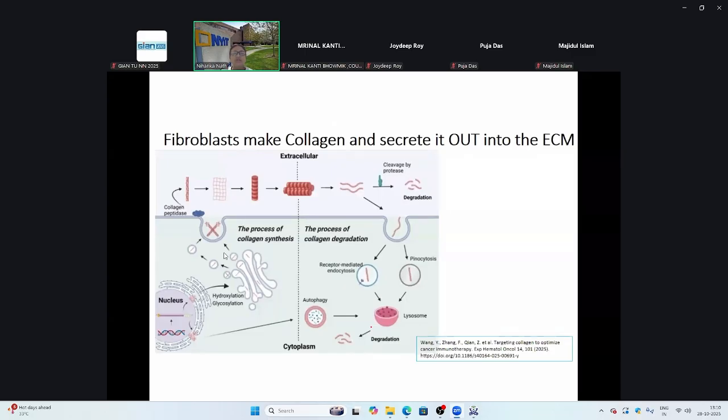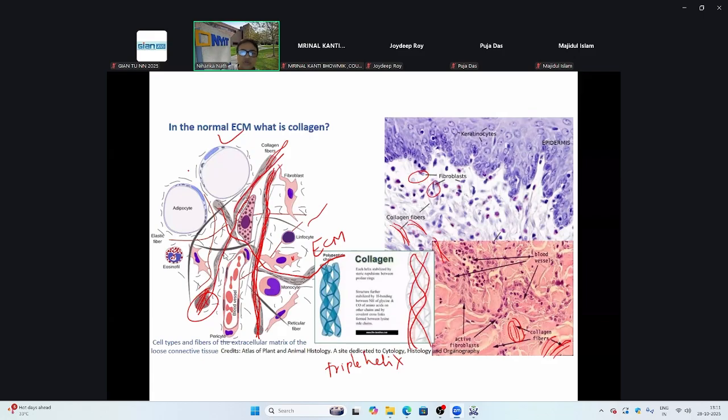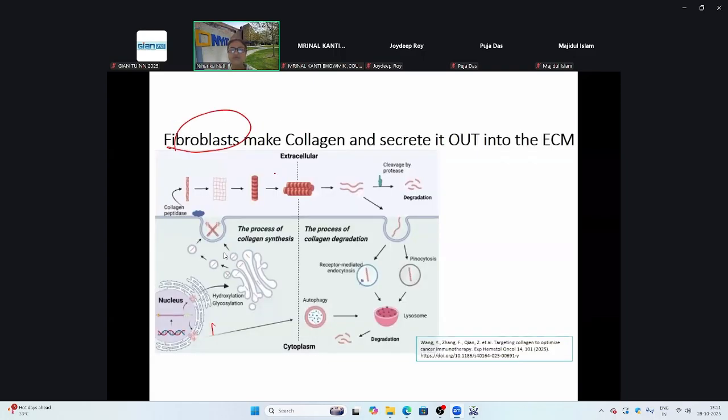So now let's see, where do the collagens go? Where are they made? The collagen is made inside the cell. So the fibroblast makes the collagen. Where's the fibroblast? Let's see. So where's the fibroblast here? That's your fibroblast. This will make the collagen. It will secrete it. Look at this huge collagen, but it's made and secreted. So let's go to the next slide.